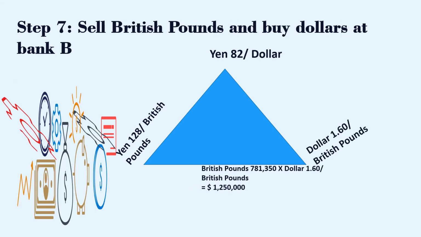In step 7, we will sell British pounds and buy dollars at Bank B. We sell the British pounds which we got from step 6. When we sold yen for British pounds, we got 781,350 British pounds. We multiply those British pounds by the quotation of Bank B. Then what do we get? We get $1,250,000.